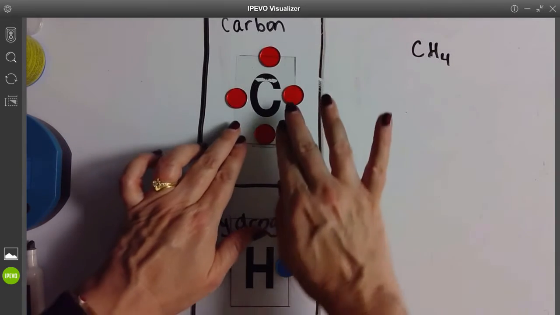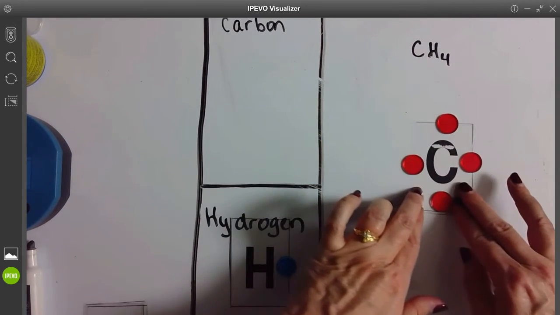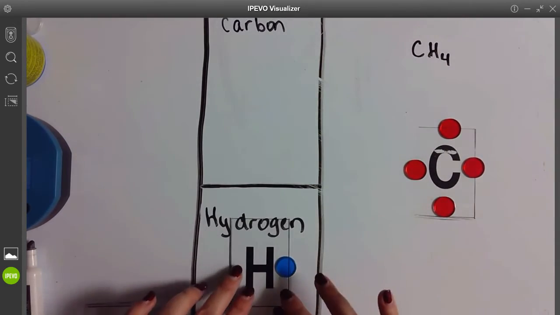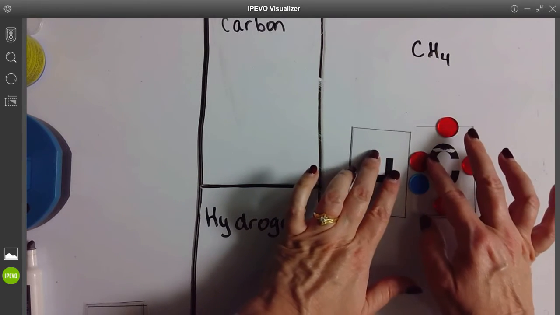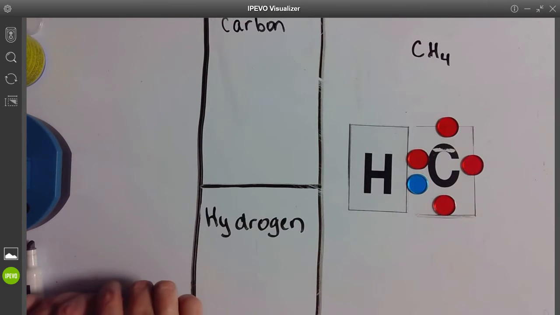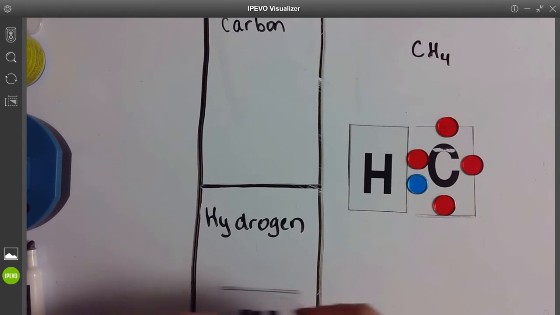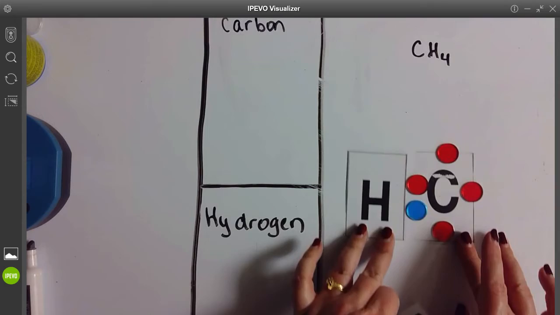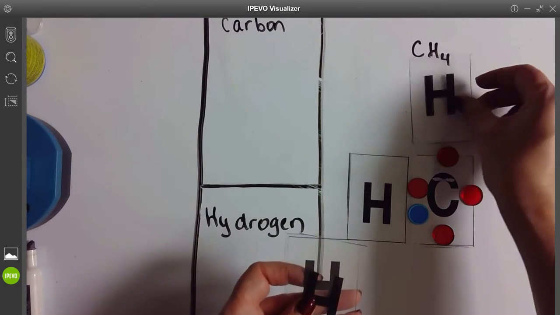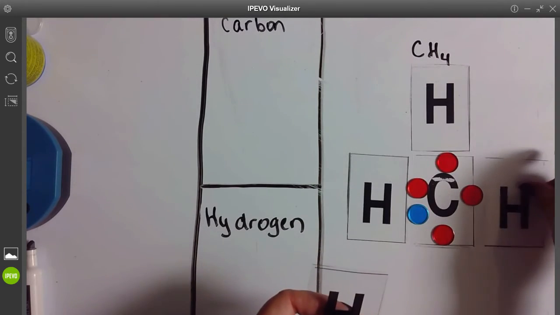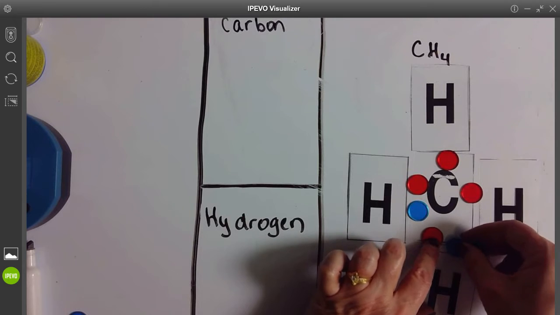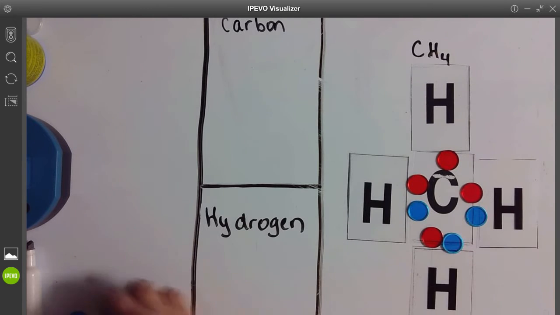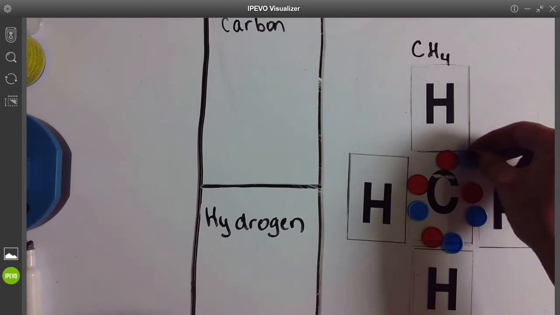All right, so we're going to slide my card over here so we can build my molecule. And we can see that carbon still has to bond 3 more times. So this tells me that this molecule is going to need 3 more hydrogens. So 1, 2, 3. And each of those hydrogens should have a bonding electron. So 1, 2, 3.